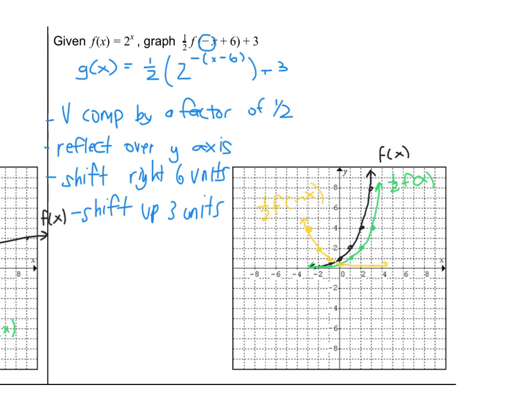Okay, so hopefully you have something like this. All of the points have been reflected over the y-axis. And now let's do the shifting all at once.